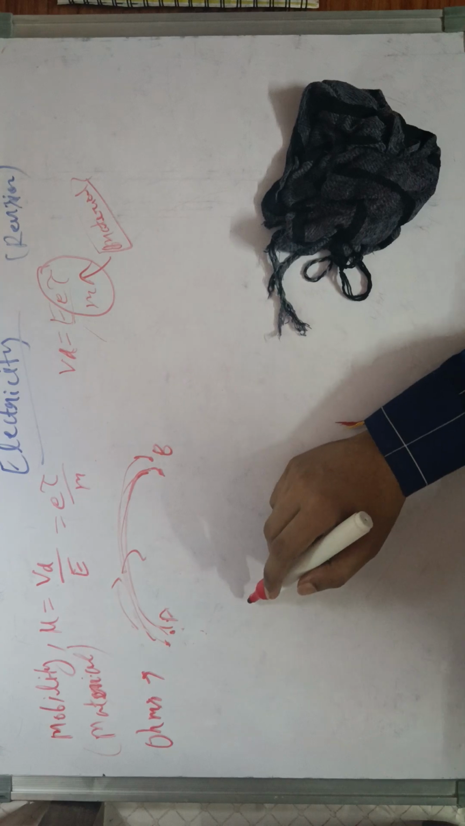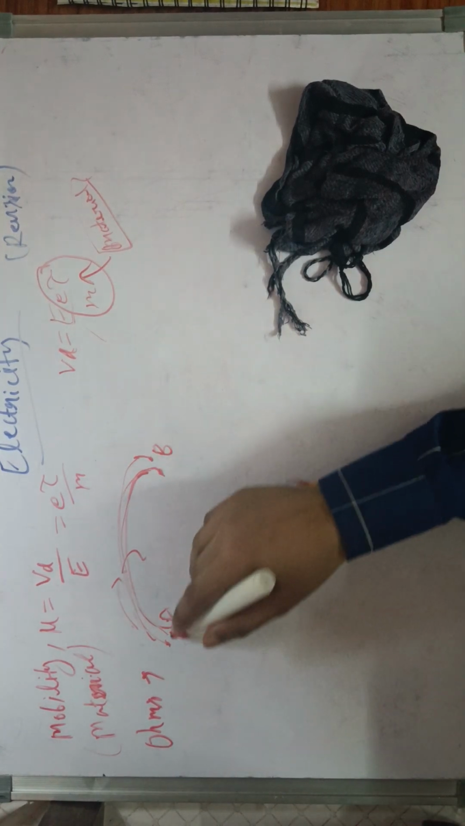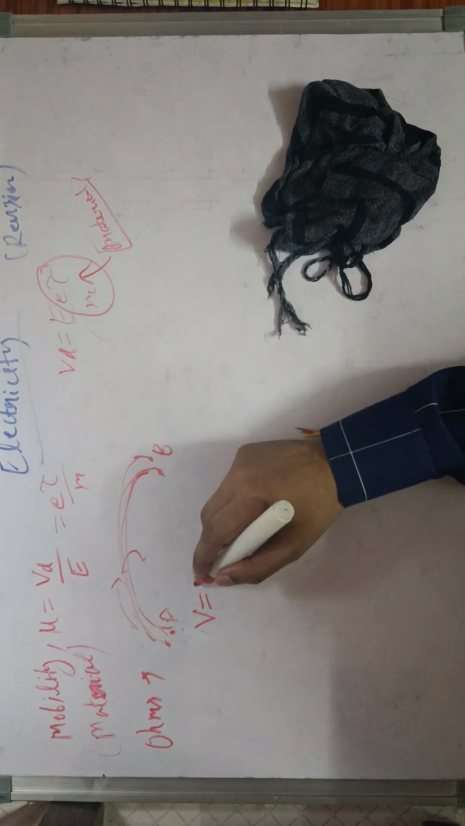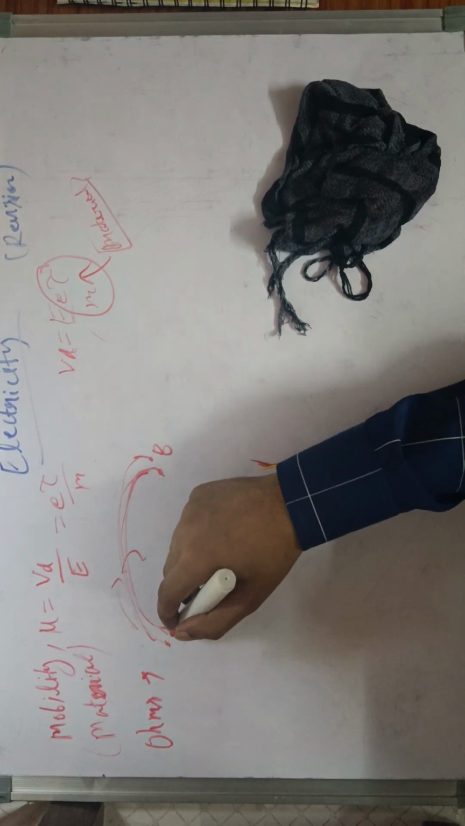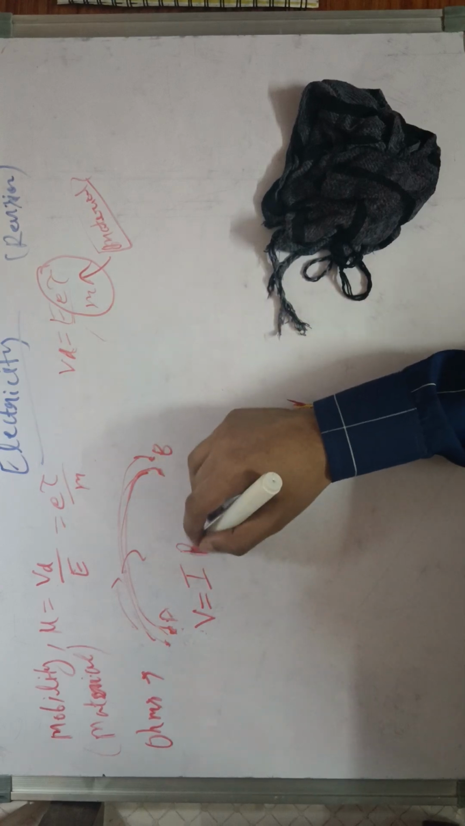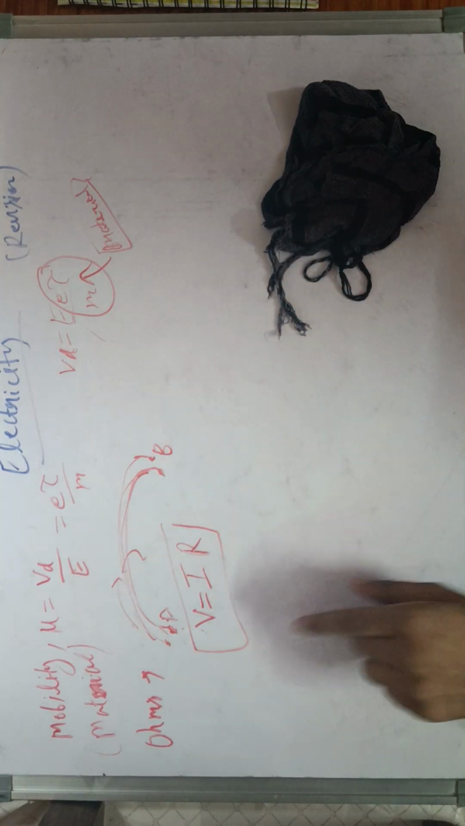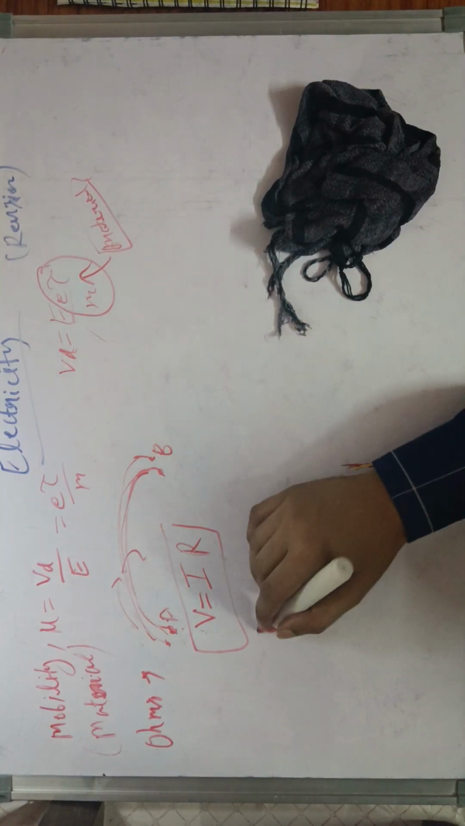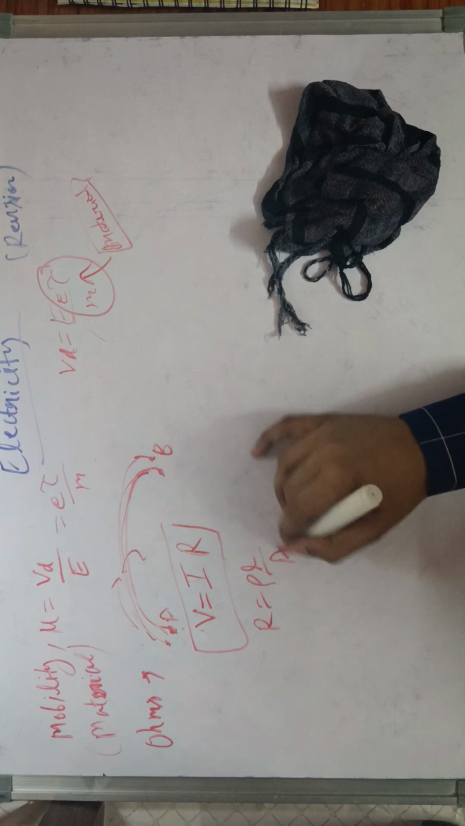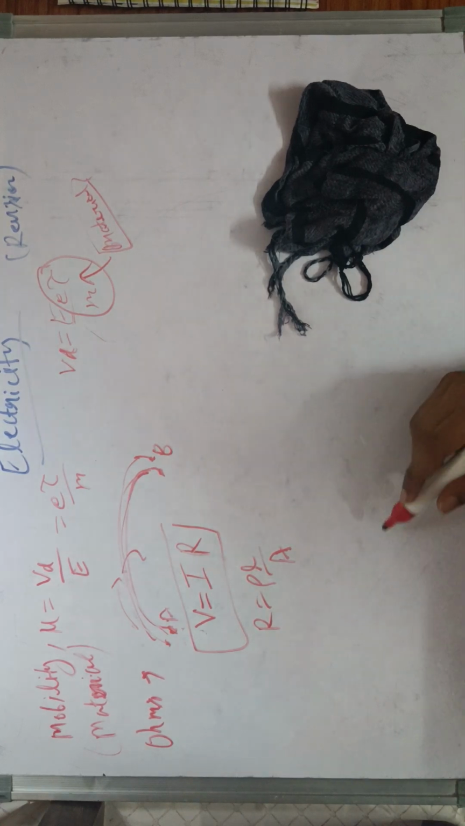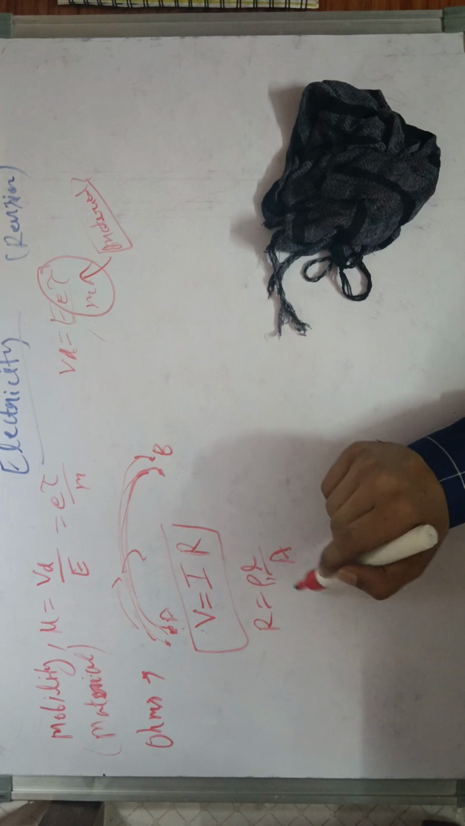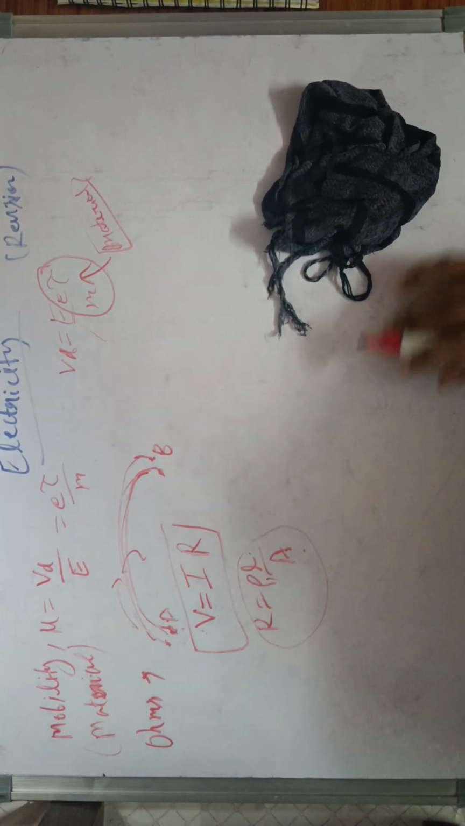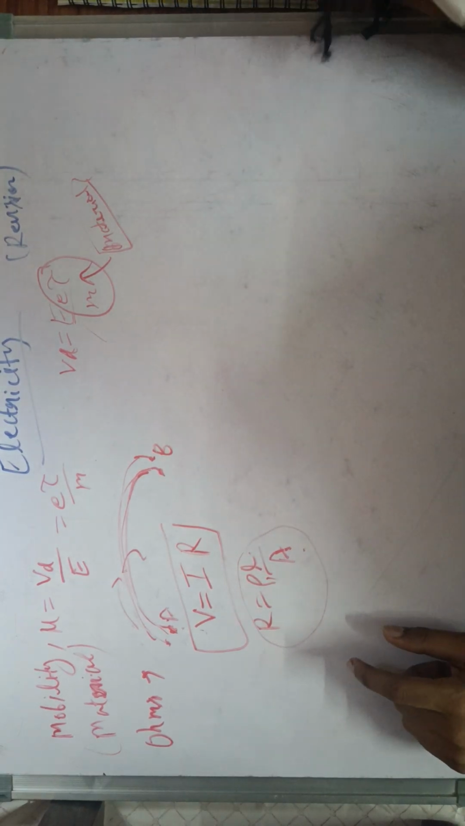And now if there is a potential difference between A and B, then there will be some current I flowing in this wire along the direction of electric field, and the resistance between A to B is R. So this would become Ohm's law, V equals I R. We know that R is given by rho L by A, where rho is the resistivity, L is the length of the wire and A is the cross section. If it is a uniform wire, then we will use this formula.